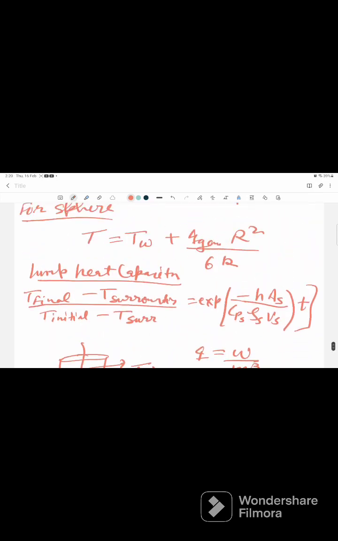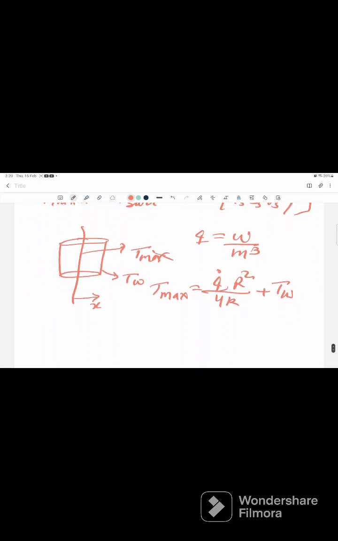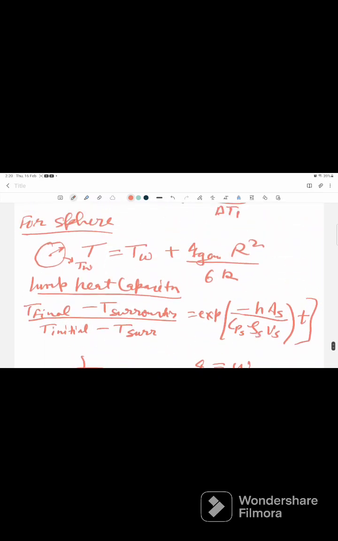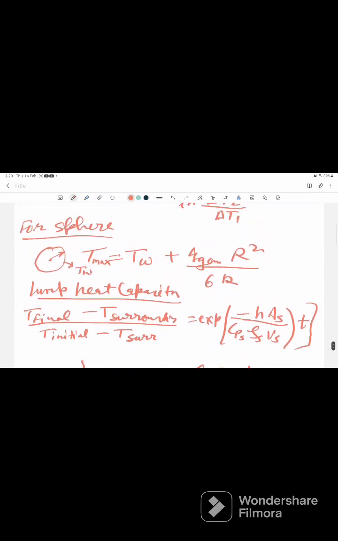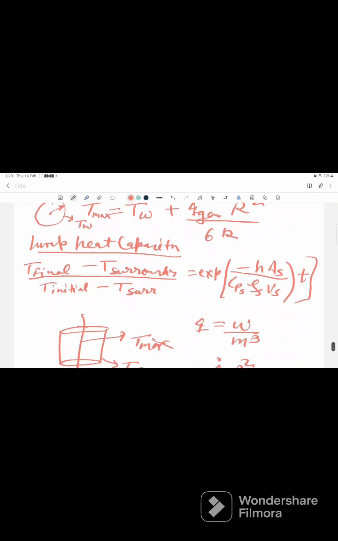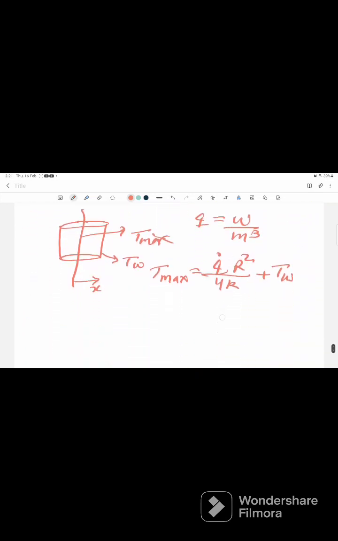Here this is the wall temperature, means this is a sphere, R, this is the wall temperature. So here also T max we have to find. So Q generation R square upon 6K here, as 4K.